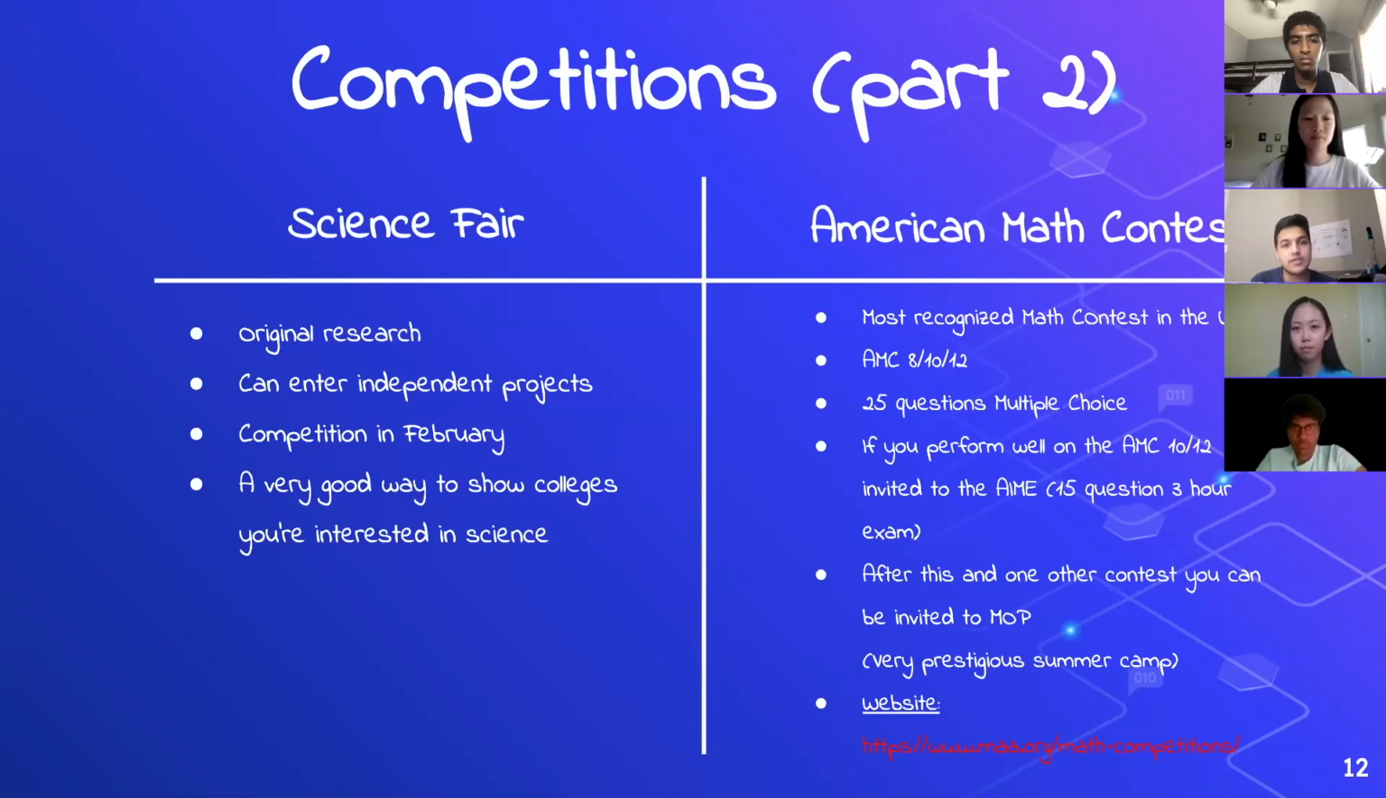If you do well on the 10 and the 12, you're invited to take the AIME, which is the American Invitational Math Exam. It's a 15-question short answer test with 3 hours. And after that, depending on how you do on the AIME and a couple of other exams, you can be invited to MOP, which is a very prestigious summer program, kind of like a training camp, but for the math version.